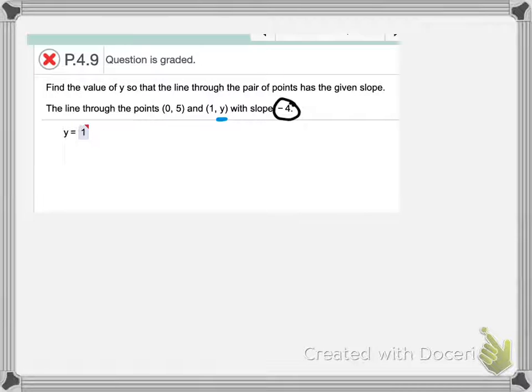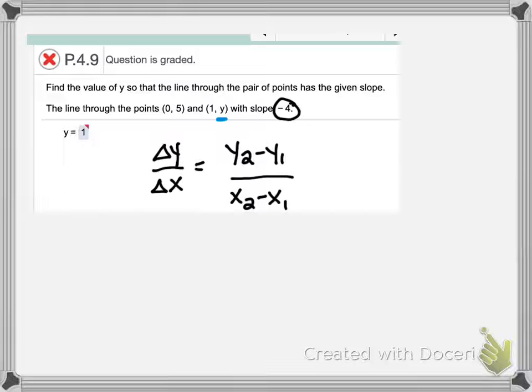So if you remember, to find the slope, it's the change in y over the change in x. So this is going to be y2 minus y1 over x2 minus x1. If I set this up, this is my x1, y1, x2, y2. So this is going to be y minus 5 over 1 minus 0. But the key for this is that we have to set it equal to -4 because they already told us what the slope was equal to.